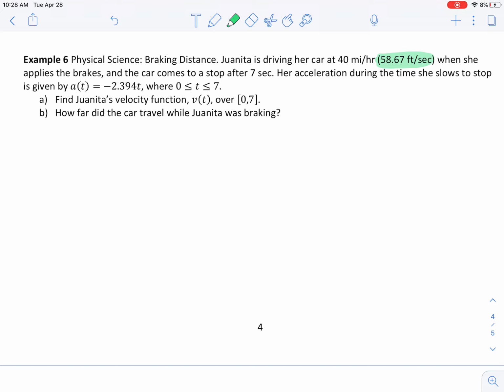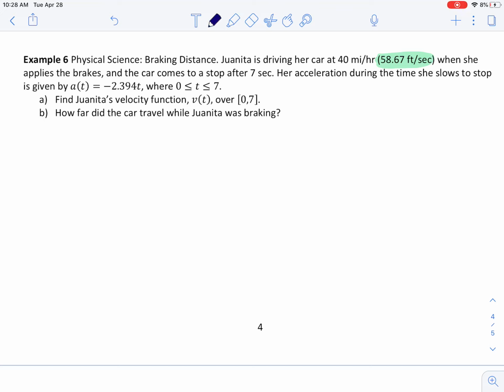When she applies the brake, that is her speed. That is her velocity, really. Okay, I'm going to go ahead and use that as my initial condition later, but let's keep going. And the car comes to a stop after 7 seconds.